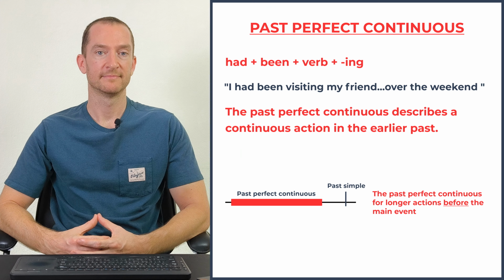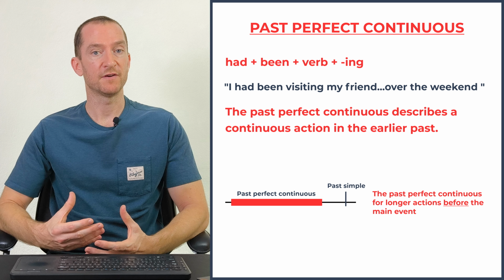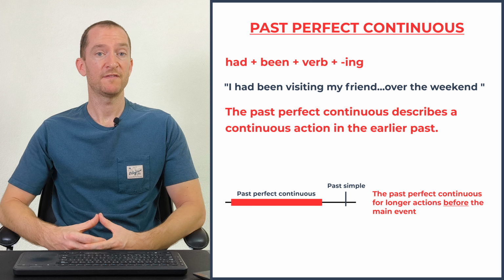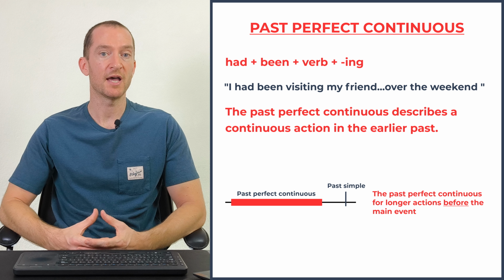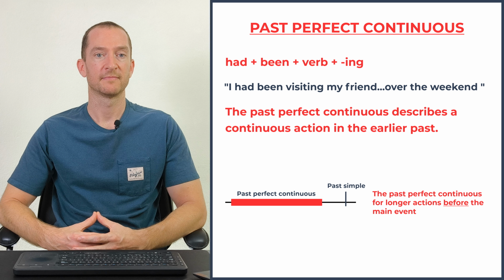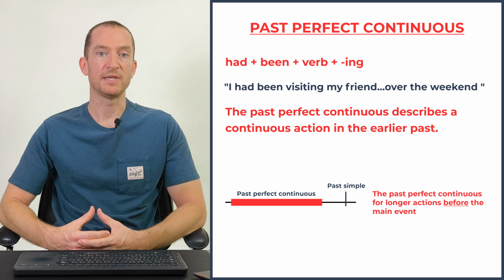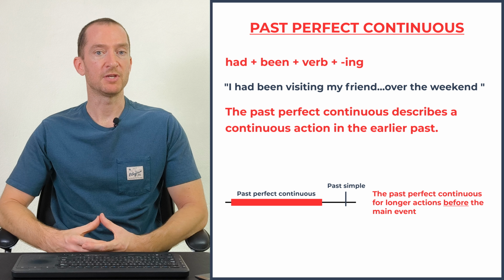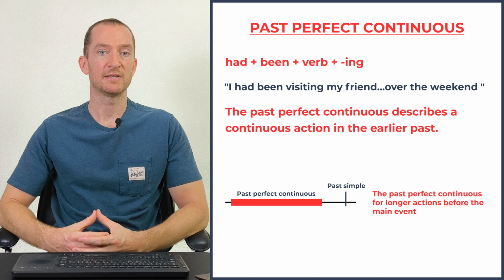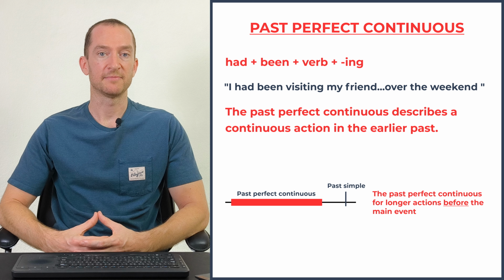Narrative tense number 4, the past perfect continuous. The past perfect continuous is formed by had plus been plus the verb and ing. The past perfect continuous emphasizes that an action continued over a period of time in the earlier past. In the model, we saw I had been visiting my friend over the weekend. The past perfect continuous is used here because the activity, visiting my friend, continued over a period of time, in this case, over the weekend.